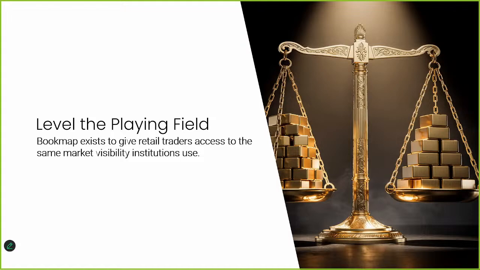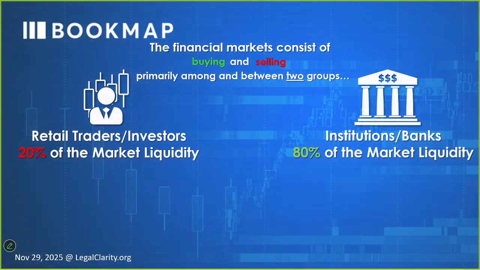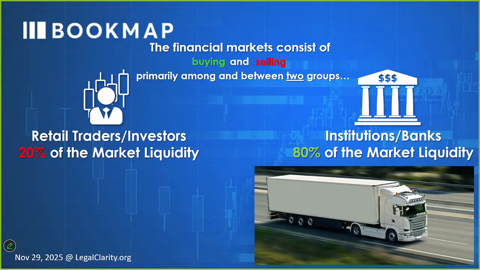Another interesting did you know is that, situationally, the exact stats can be very different, but on average, institutions control roughly 80% of the market liquidity. This was an article just a few months ago by legalclarity.org, and it was reviewed by FINRA and a bunch of other groups.